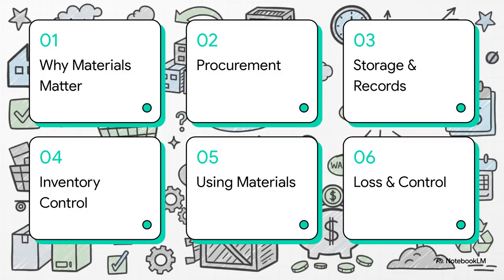So, here's our roadmap for this journey. We're going to follow the 6 key stages in a material's life. First, we'll understand why materials matter so much. Then, how a company gets them, how they're stored and tracked, and the delicate balance of keeping just the right amount. After that, we'll see how they're actually used, and finally, what happens with any leftover waste or loss.